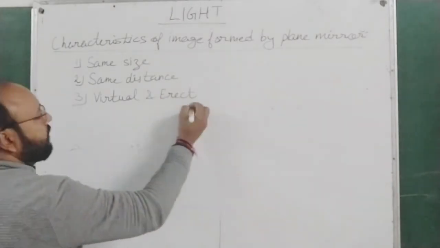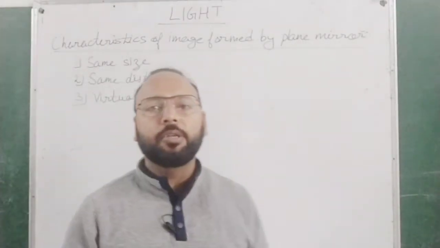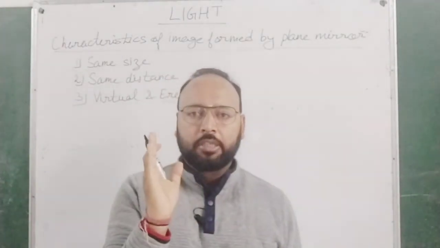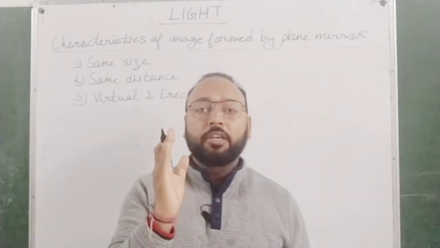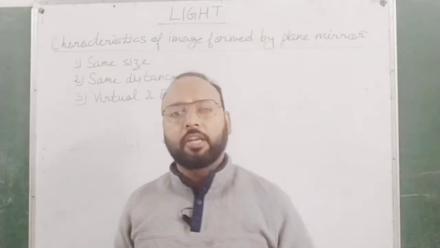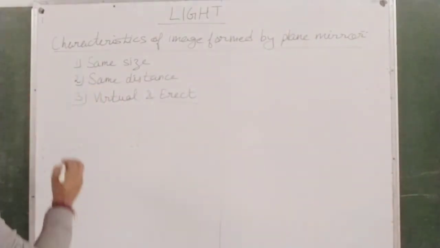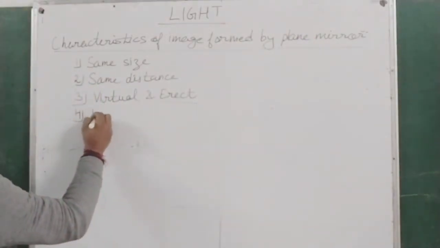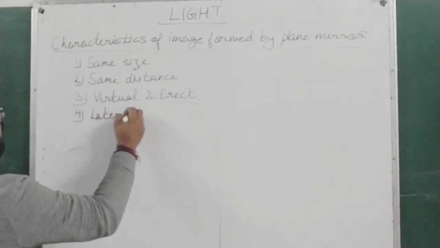और erect means straight. When we stand in front of the mirror, तो head हमारा ऊपर ही रहता है, right? And one is real and inverted. जो real image है वो हमेशा उल्टी बनेगी. That means head will be in the downward direction. That is the meaning of real and inverted. Okay? One is laterally inverted.